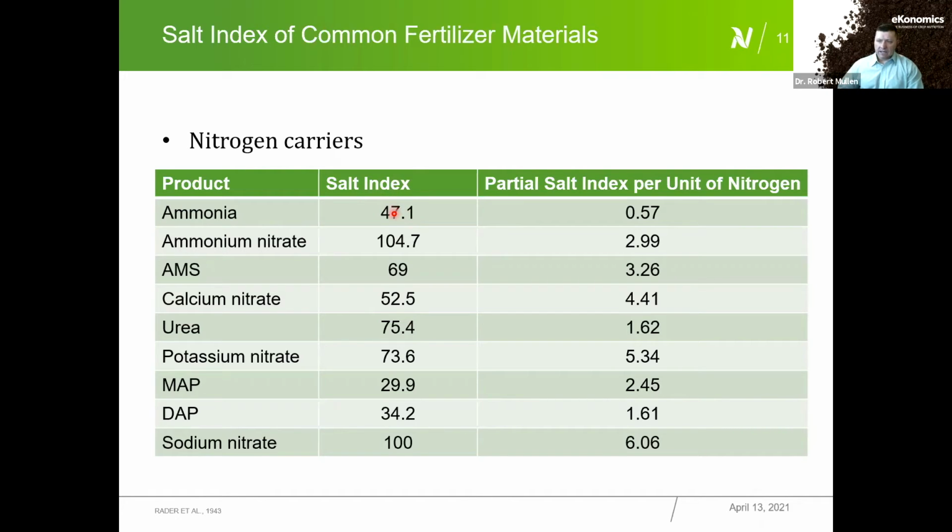This is the salt index. Again, this is all relative to sodium nitrate. That's why sodium nitrate is 100. So obviously ammonia is a less salty material than sodium nitrate at equivalent rates.